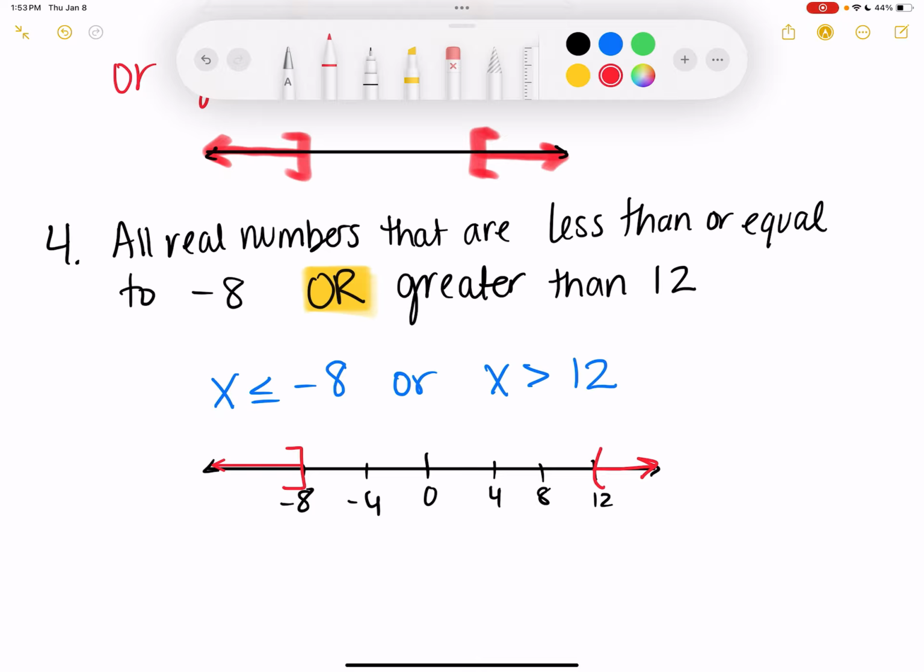So what does it mean, all real numbers? Well, you're not solving them yet, but all real numbers just means any x value. So that means any x value in this range or in this range would make the equation true, whatever the original equation was.